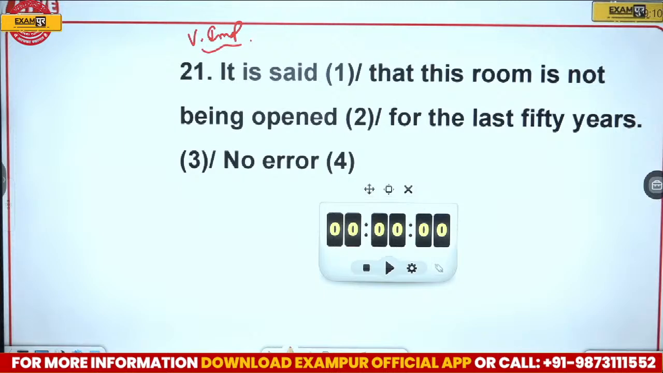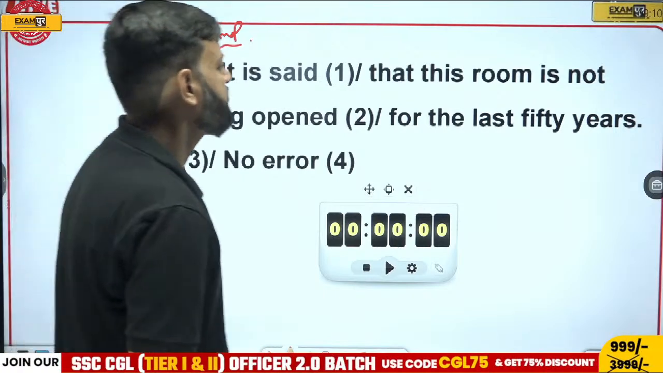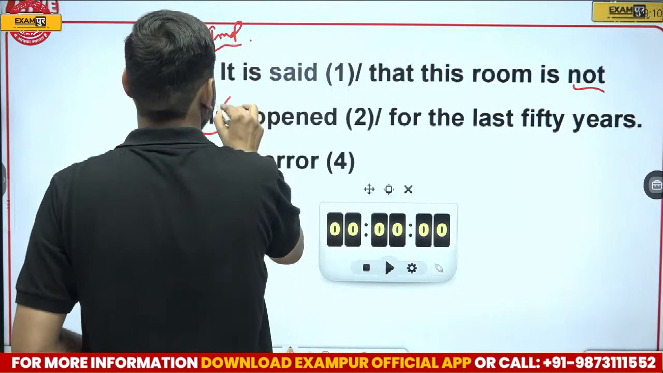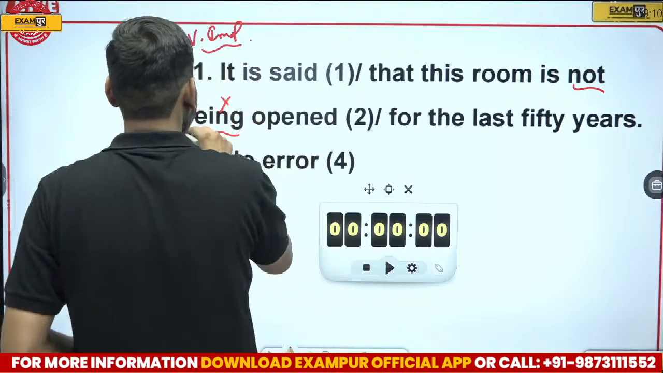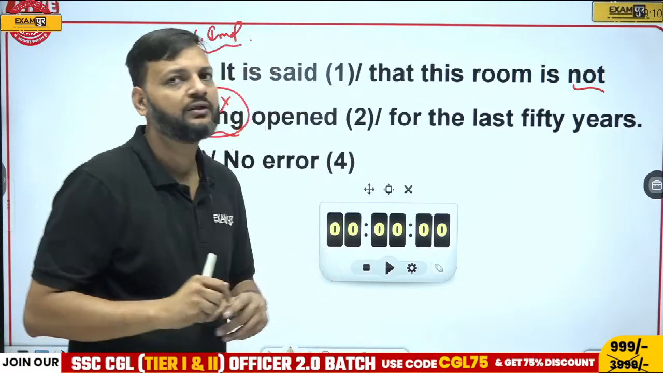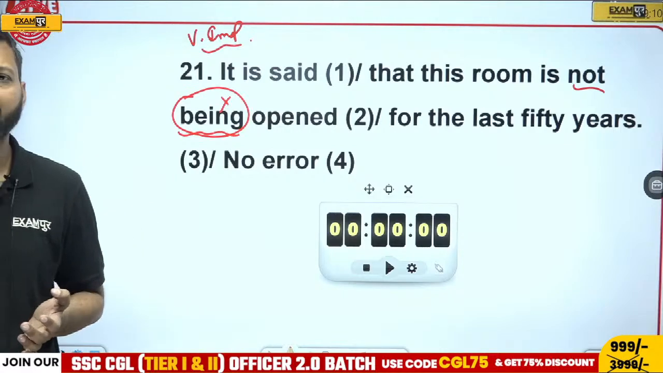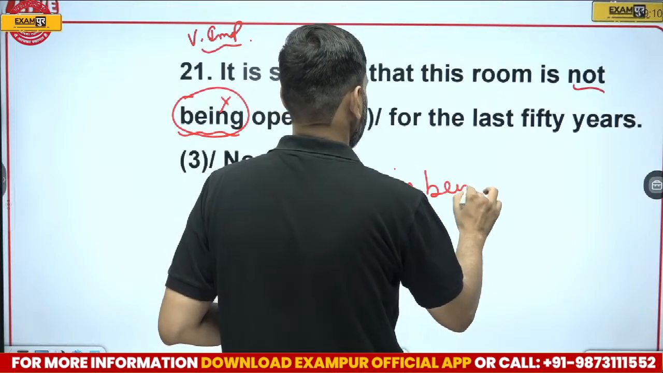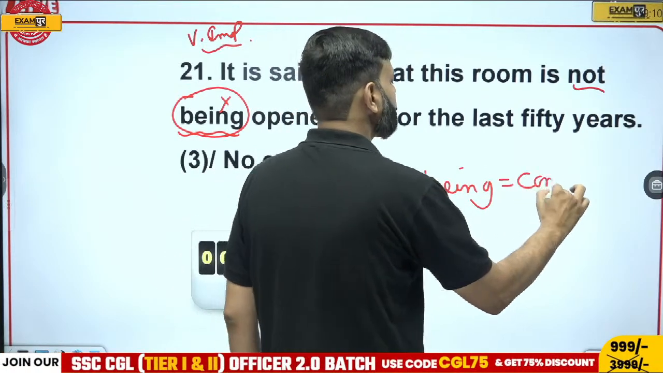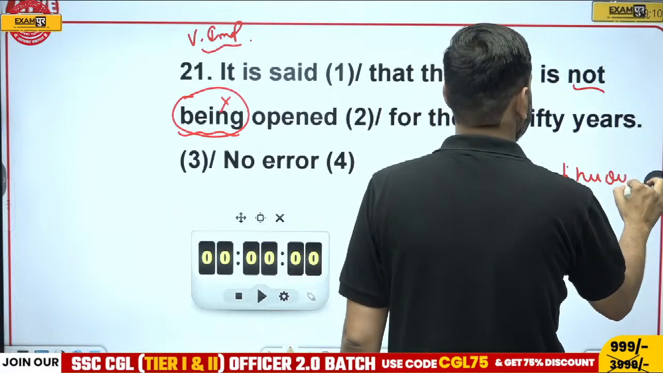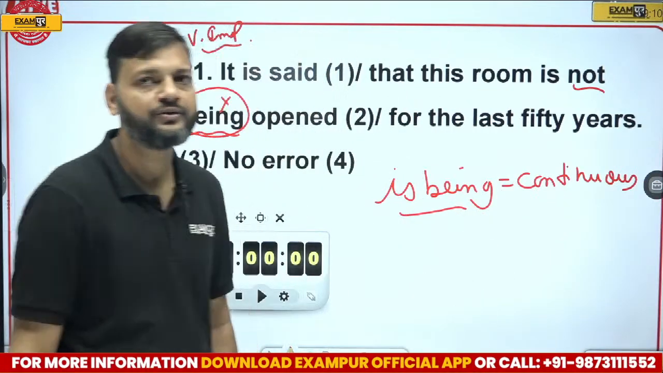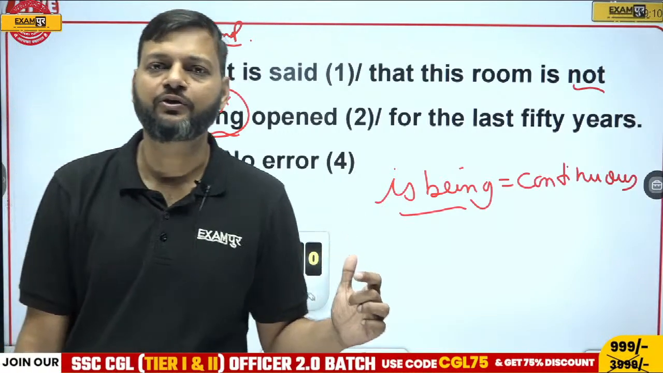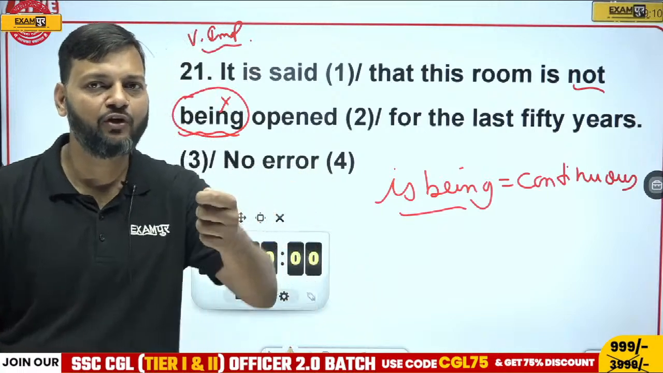Being opened. See, in this sentence, not being is wrong. Here the use of being is wrong, because this is not a continuous process. Is being means continuous, and this action cannot be continuous. When we open a door, it is not a continuous action.